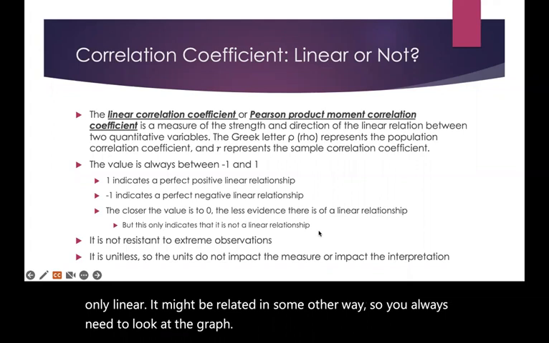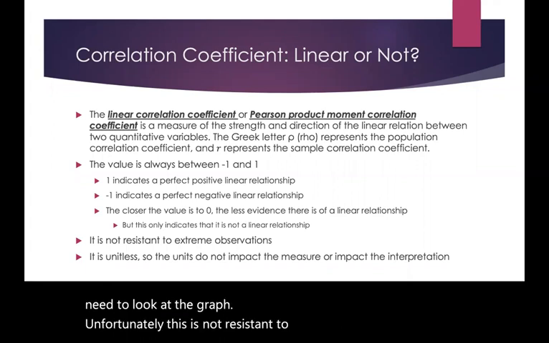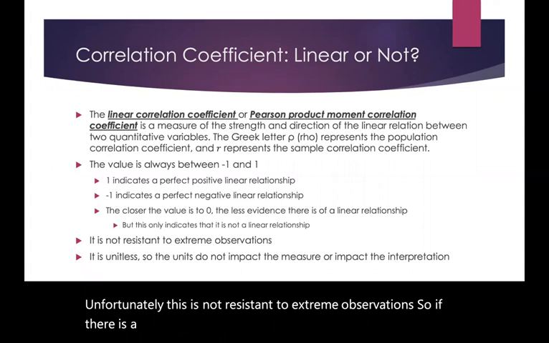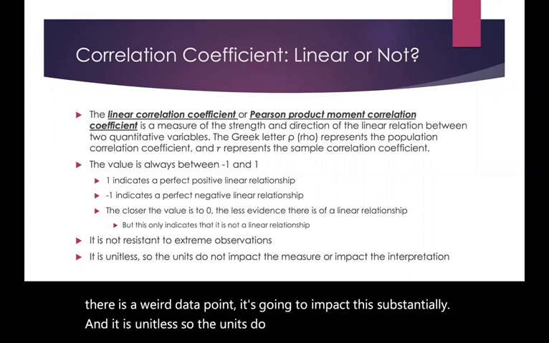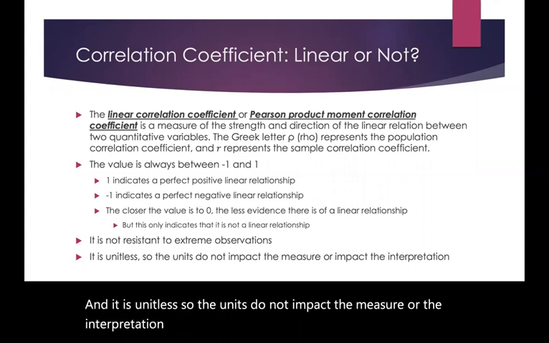Unfortunately, this is not resistant to extreme observations. So if there's a weird data point, it's going to impact this substantially. And it is unitless, so the units do not impact the measure or the interpretation. It is just about whether or not the relationship is linear.